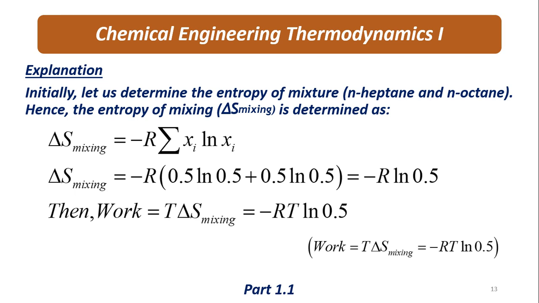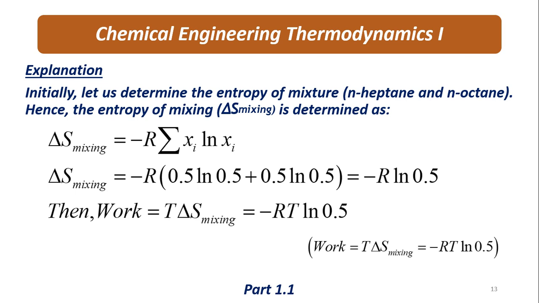The entropy of mixing is determined as ΔS equals minus R times the summation of the mole fraction xi times ln xi. So xi for heptane is 0.5. Since we have two components, n-heptane and n-octane, xi equals 0.5 for heptane and 0.5 for octane. So x heptane is 0.5 and x octane is 0.5.